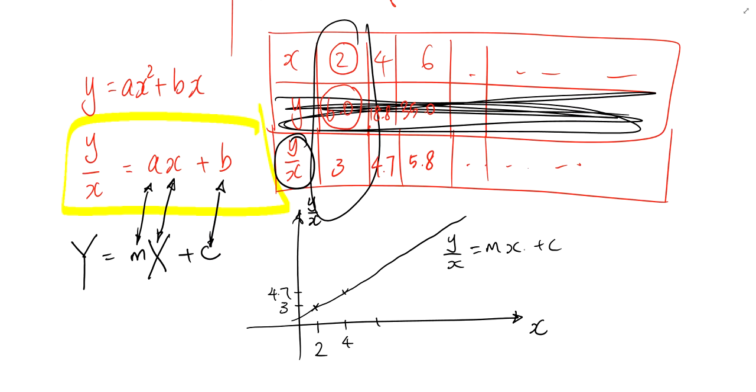Now that we have how to find b, the question is how to find a. That was the original question I asked you: how to find a and b? So b is done already. How to find a now? How do we find the value of a? What does this a correspond to? The m. Okay, the gradient.